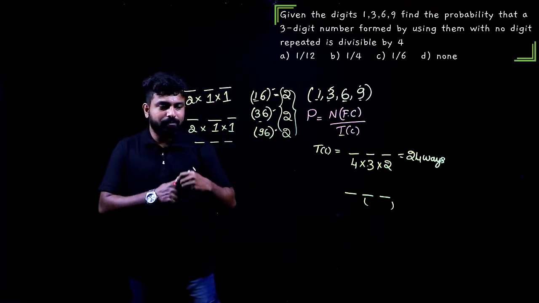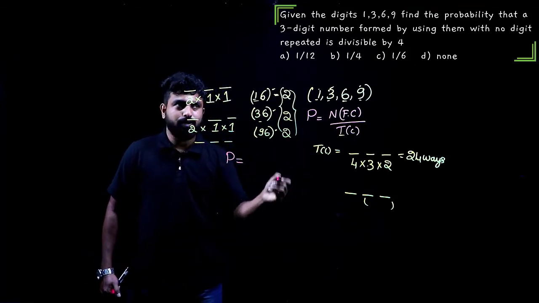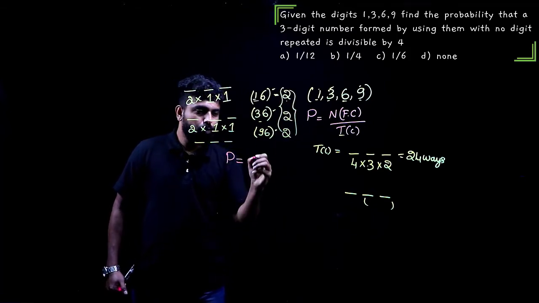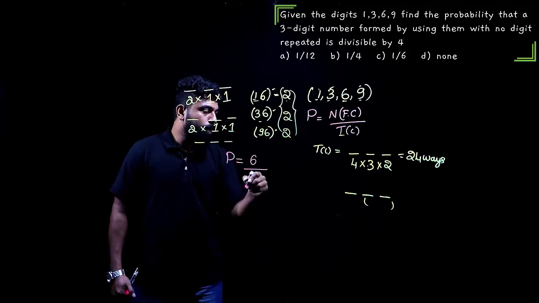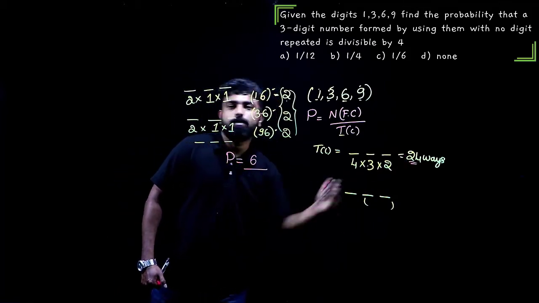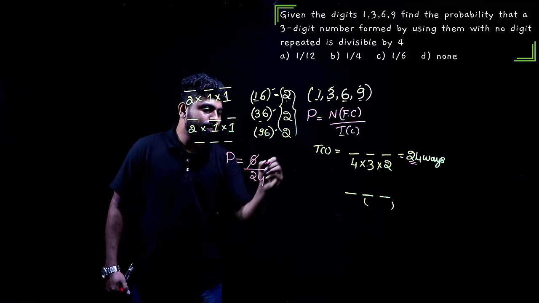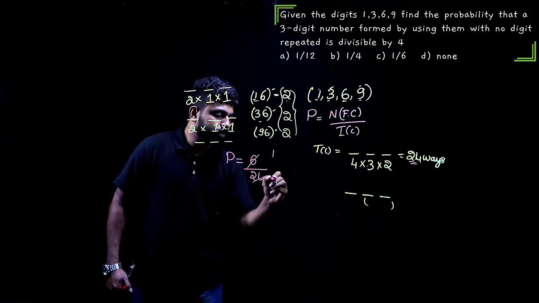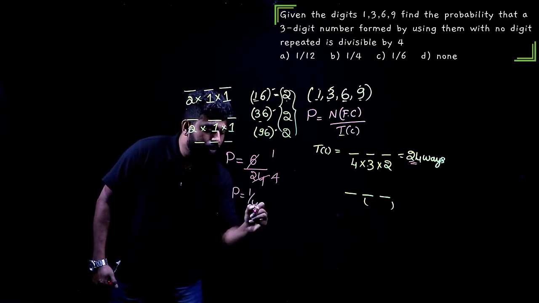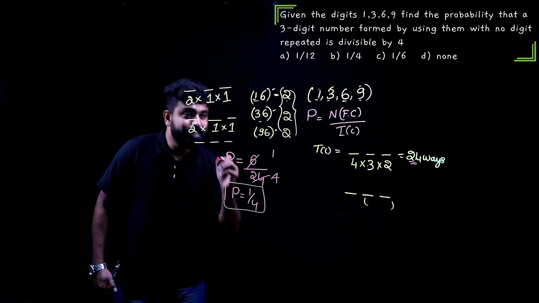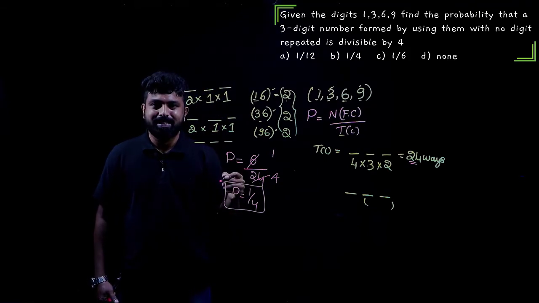So my probability will be the number of favorable cases, which is 2 plus 2 plus 2, which is 6, divided by the total number of cases. The total number of cases is nothing but 24. So if I cancel this out, 6 one times and 6 four times, my probability will be 1 by 4. Do we have this in our options there? Yes. Option B is 1 by 4, which is my final answer.